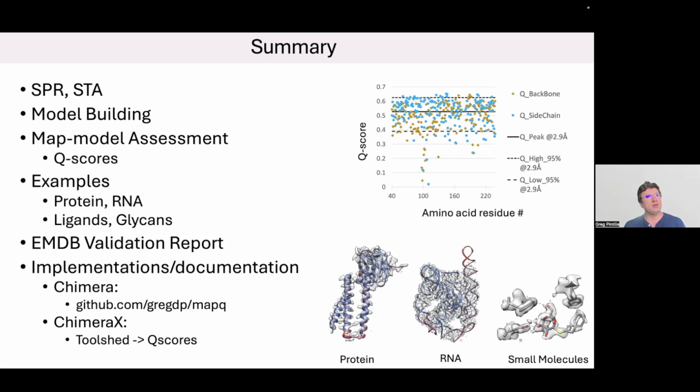I think it's a good idea to do it. Ideally, the higher the Q-score, as we've observed, the better the resolvability of different atom groups. So I think it can be very useful in that case.